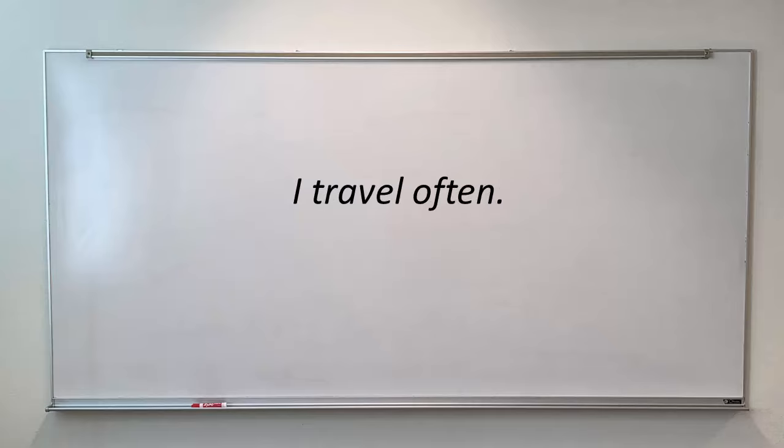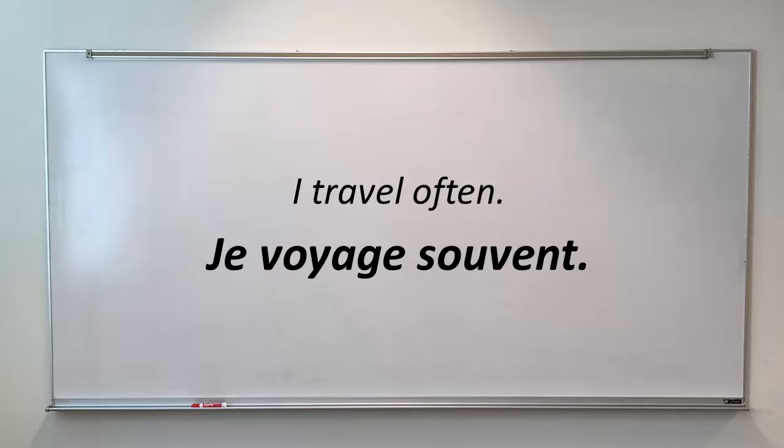How about this? Let's add in the word often. How would you say in French, I travel often? I travel often. So we start off with our subject and verb, je voyage, and often is the word souvent. Je voyage souvent. I travel often. So how about a little curveball here? I know you're up to the challenge.